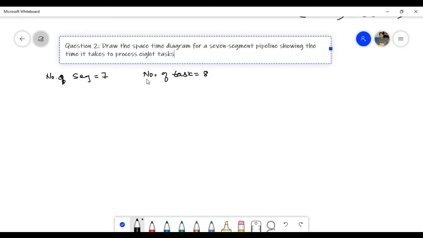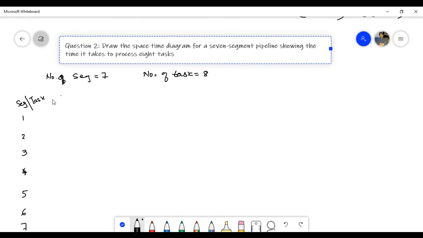Okay. So we have to write the timing diagram here. So for the timing diagram, I'll just write segment here: 1, 2, 3, 4, 5, 6, and 7 segments. And then the number of tasks.